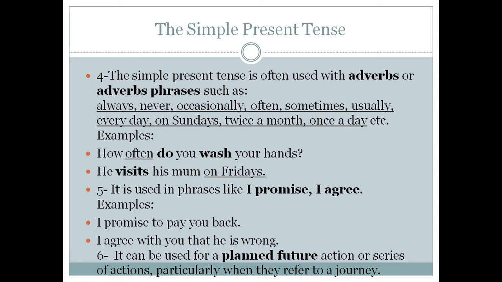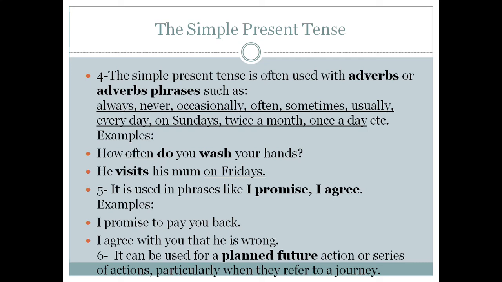He visits his mom on Fridays, which means every Friday. So the verb visit is in the present simple tense. It takes an S because we have the third person singular he as a subject. We don't double the T here because the syllable is unstressed.